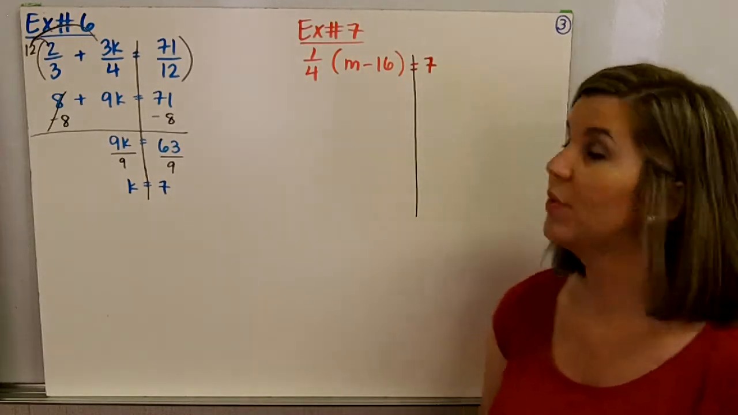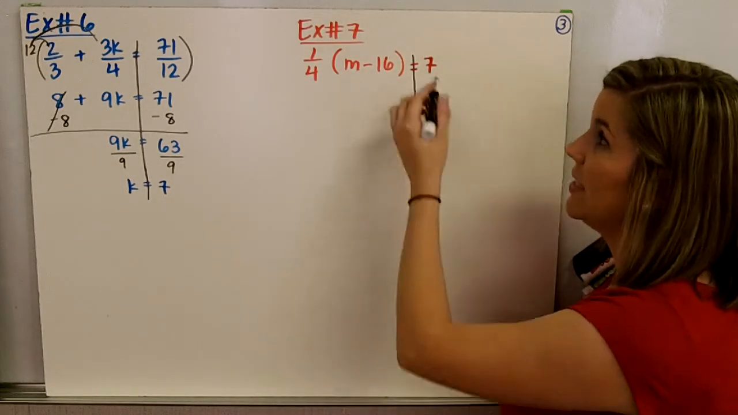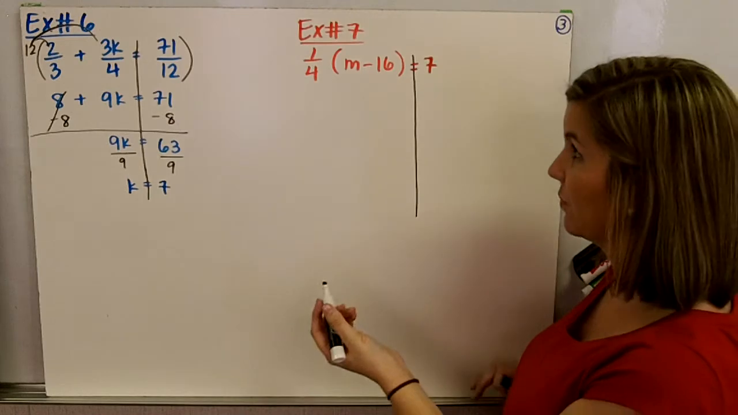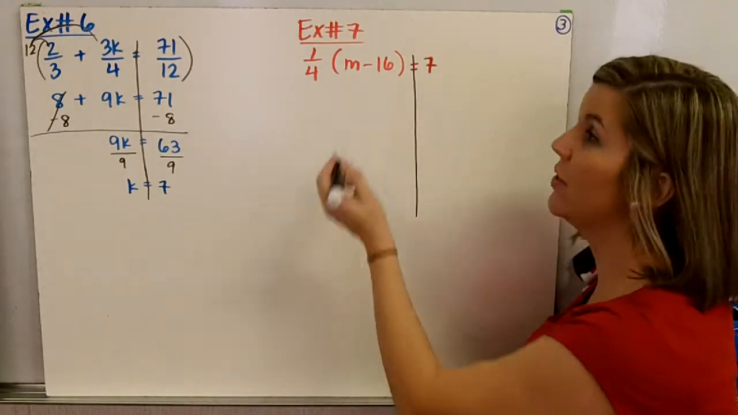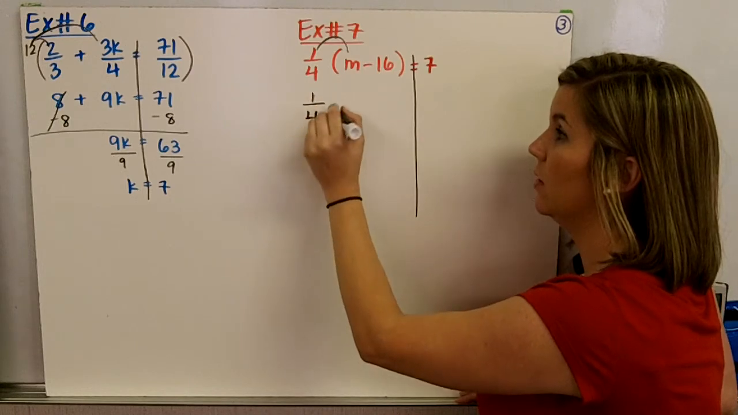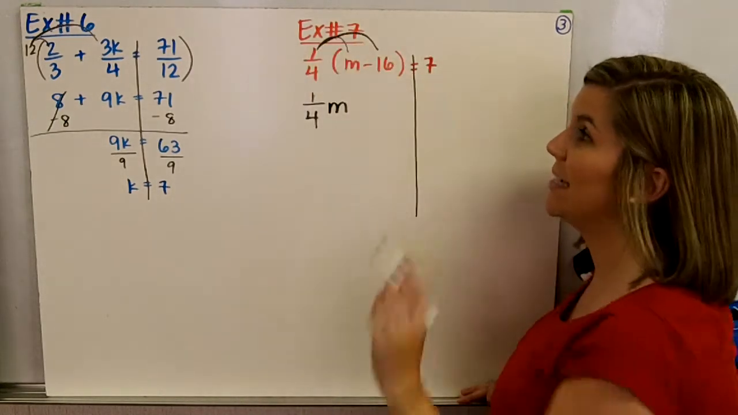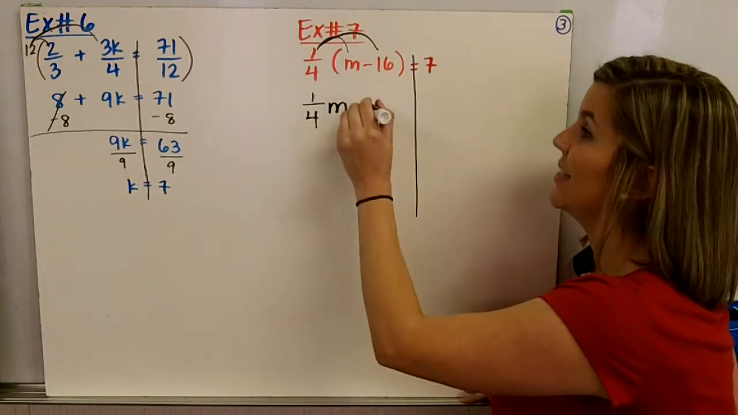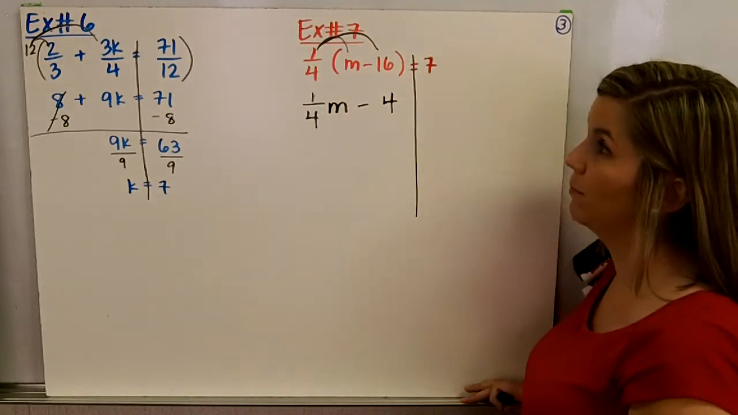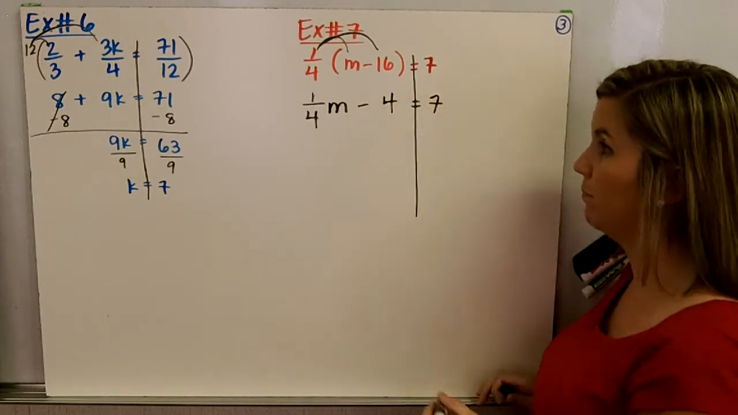Example 7, I'll do this one with you. So, 1/4 times the quantity m minus 16 equals 7. I need to distribute to get rid of the parentheses. So 1/4 times m is 1/4 m. 1/4 times 16 is negative 4 equals 7.